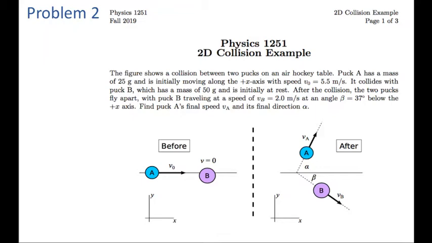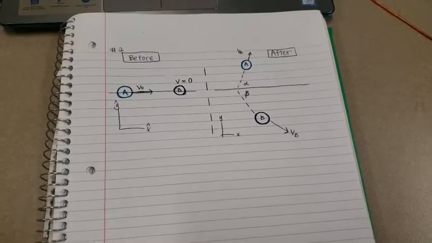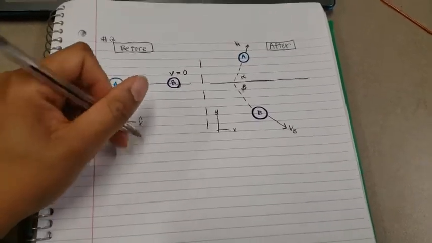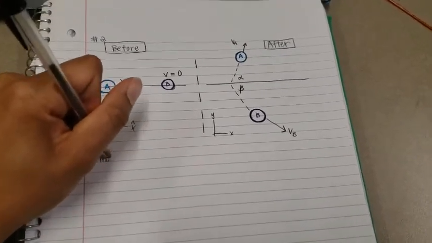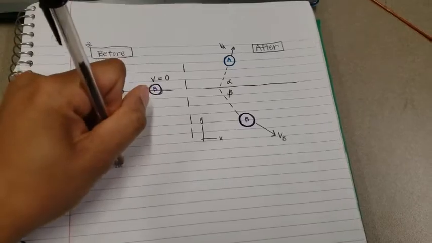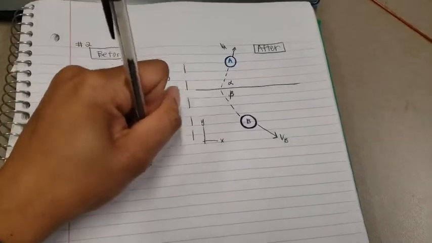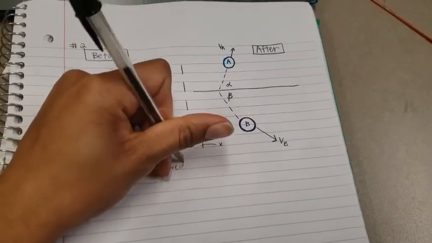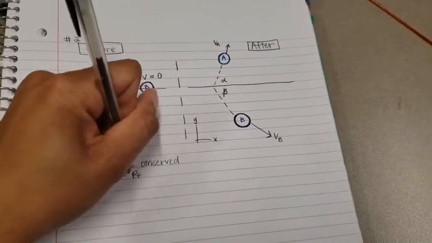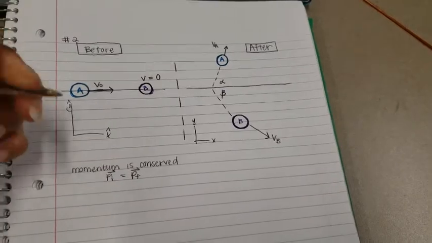So here, as you can see through the diagram, once the two collide, they separate apart, and this is a characteristic of inelastic collision. And so knowing that this collision is inelastic, we're able to know for sure that momentum is conserved, and momentum only is conserved.